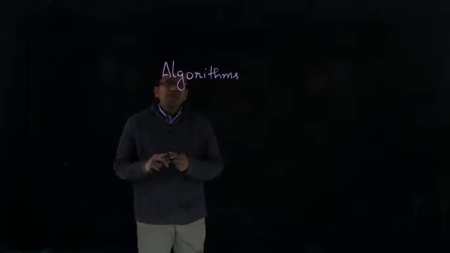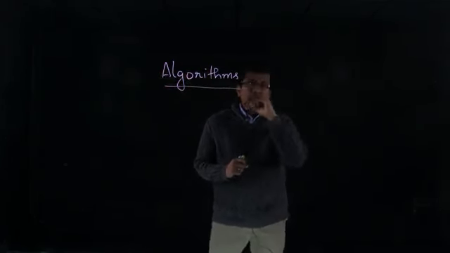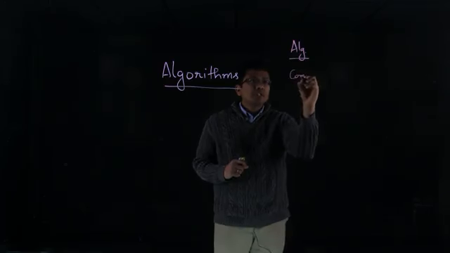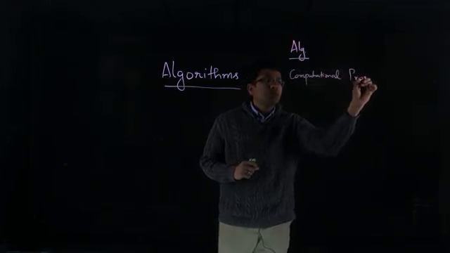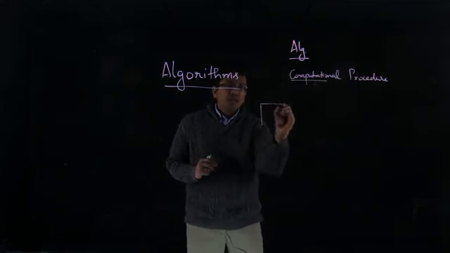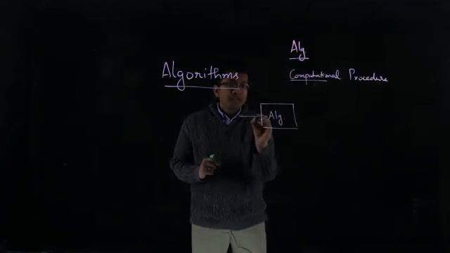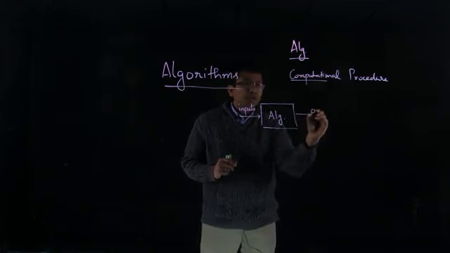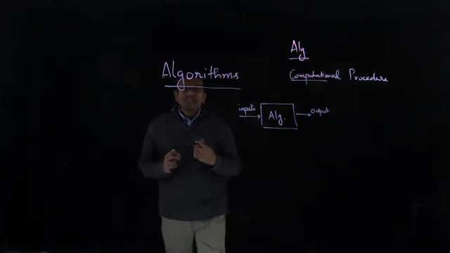What are algorithms? In this course we are going to study algorithms, and what are they? An algorithm is a computational procedure. Now what does a computational procedure mean? Here we can think of an algorithm as a box which has some inputs and produces an output. Alright, so that doesn't say much, does it?